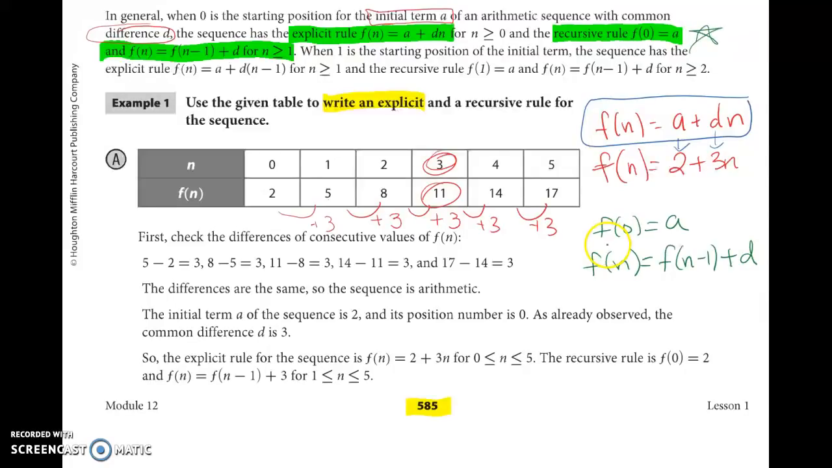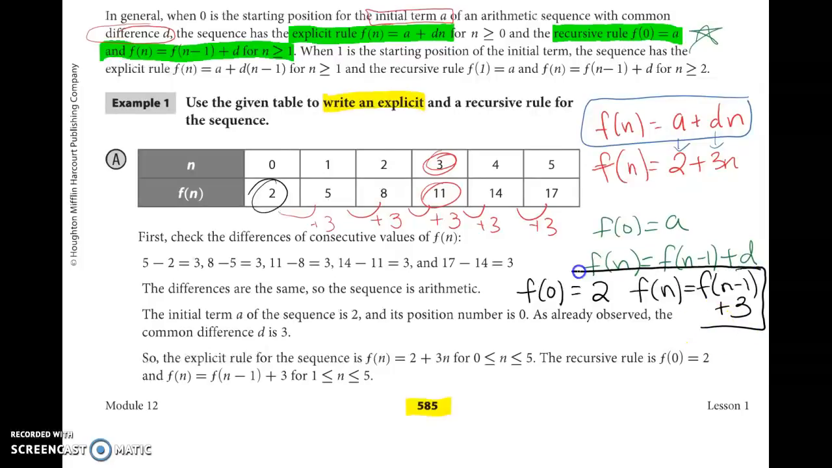To write this, I have my initial term, which we said was 2. So f of 0, my 0th term, let's write it here, f of 0 equals 2. And now to find my f of n, I take my previous term, and what do I do each time? What am I adding? Well, we said the common difference was 3. So this is my recursive rule, which they have down here.